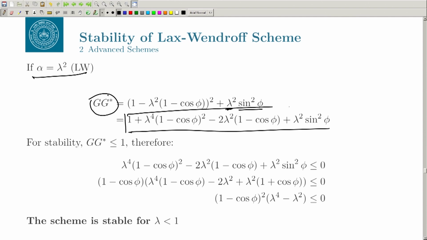So, this entire term should be less than or equal to 1. The 1 will cancel out, and you will have an expression which is lambda to the 4 (1 minus cos phi) square minus 2 lambda square (1 minus cos phi) plus lambda square sin square phi. Take the 1 minus cos phi out, right. How can we take that out?